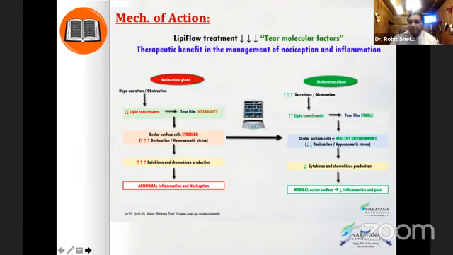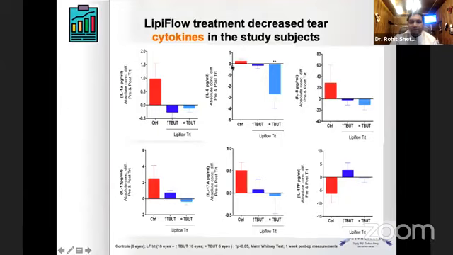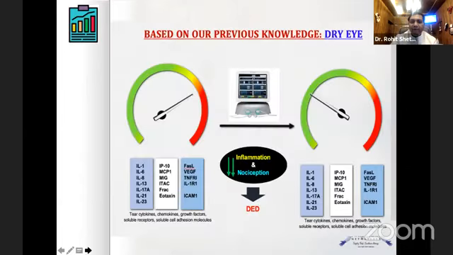This is what has been known, and we have studied the cytokine parameters. These are the ones which make you feel happy, or comfortable, or irritated. And when you see all these parameters, it shows that cleansing your ocular surface, or making the ocular surface healthier, would have a huge impact on the health of the eyes as we go on.